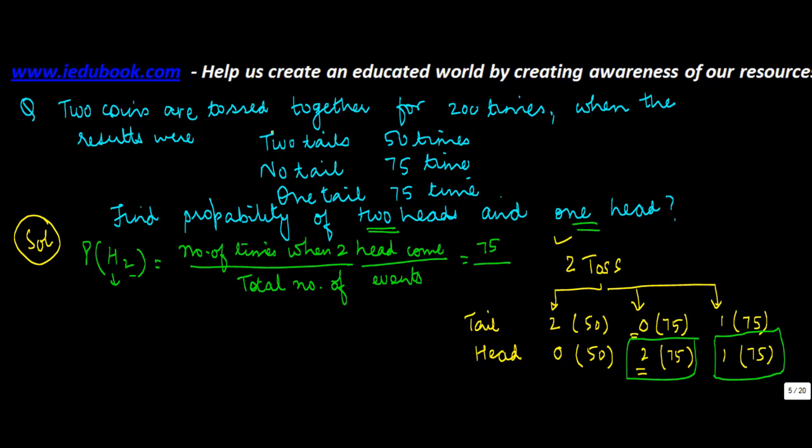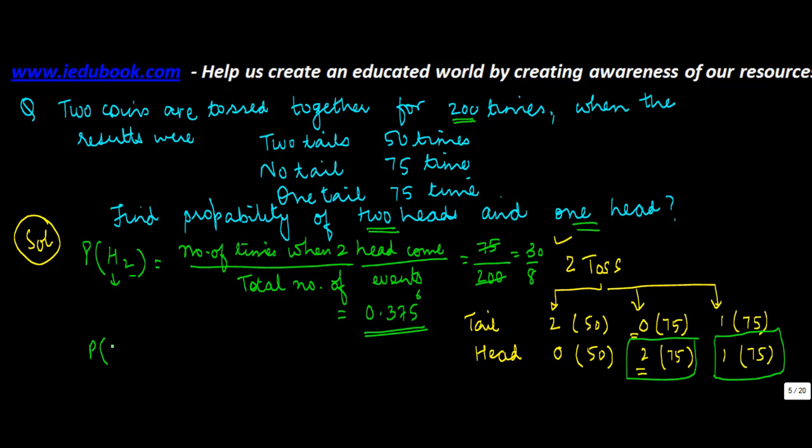Total number of events: how many times were the coins tossed? 200 times. So 75 by 200, if you divide by 25, you get 3 upon 8, which is 0.375.